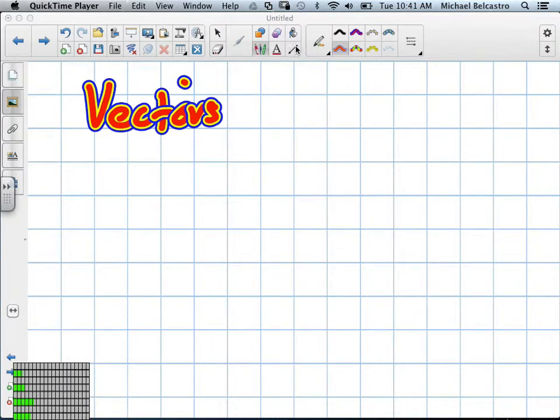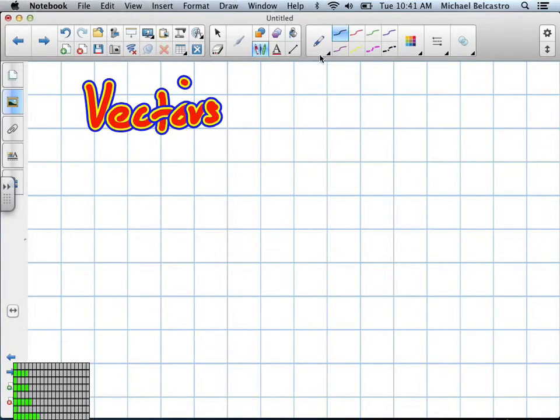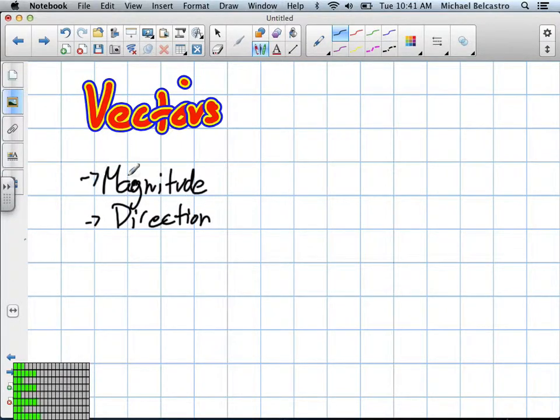Okay, so we're going to go over vectors. There's two definitions that go along with vectors. In order for something to be a vector, it needs to have magnitude, and it needs to have direction. Okay, so there's many things that have one or the other.